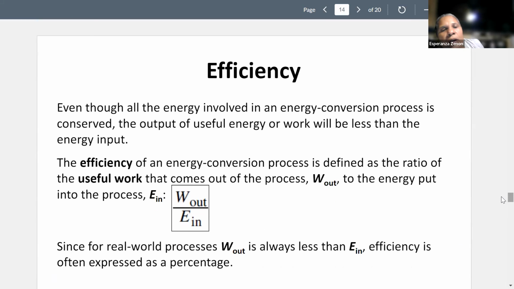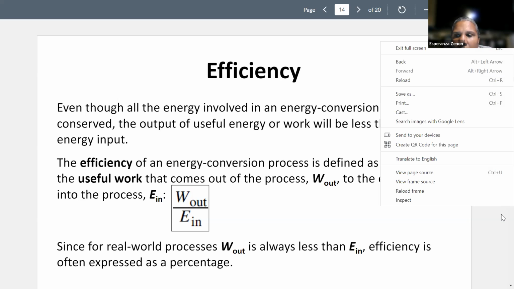Efficiency, while we don't necessarily do problems with this, it is a good idea to understand that efficiency means, how much work out are we getting for the energy that we put in? We're putting energy into a system, how much work are we getting out, okay? Now, the thing about efficiency is that we typically express it as a percentage, and our work out is never going to equal our work in, so it's always going to be less than 100%, okay? So efficiency means how effectively are you using the energy that you're putting in? How much work are you getting out?